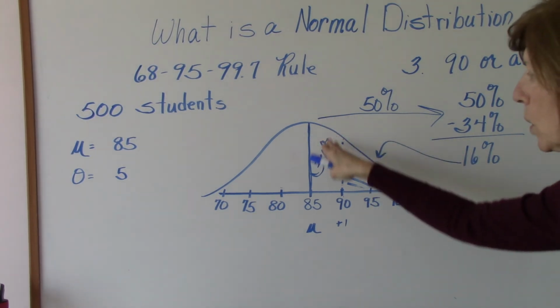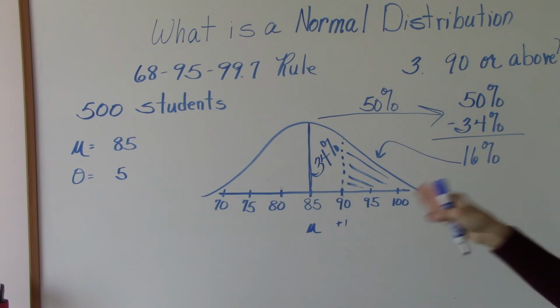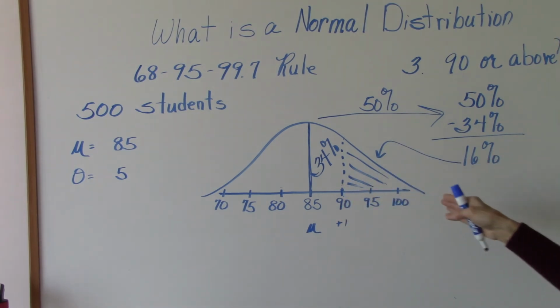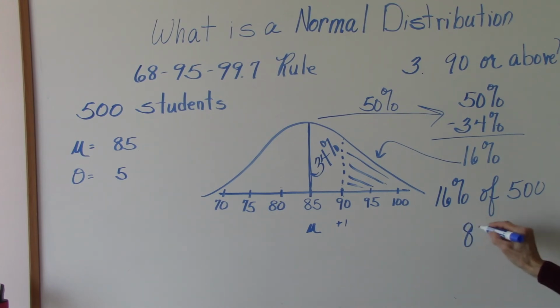So the 34%, we were not interested in. We didn't care about the data from 85, 86, 87, 88, 89. What we did want was from 90 on up. So now we're going to find 16% of the 500 students. We pop that into our calculator, and we find out that there were 80 students, or 80 pieces of data, that fell from 90 up.